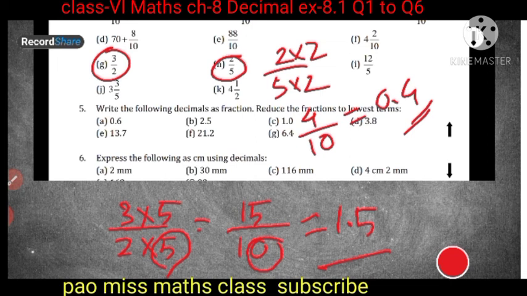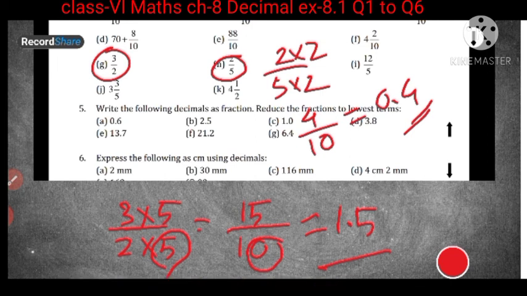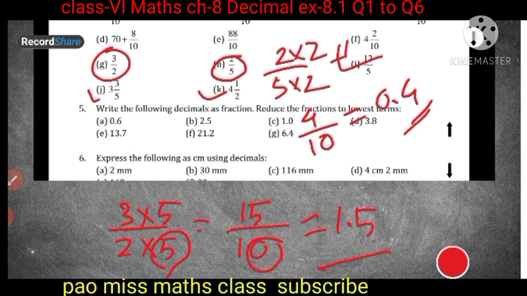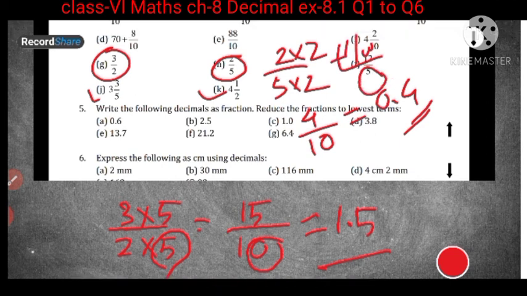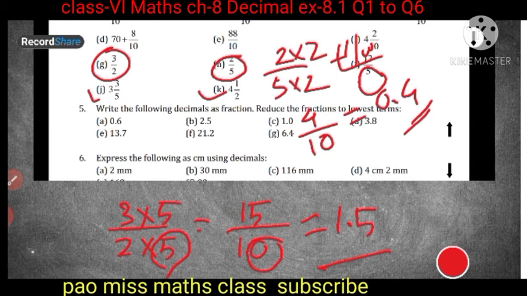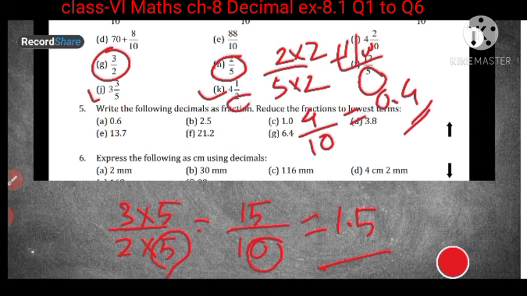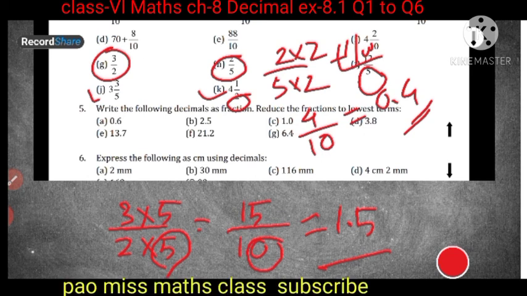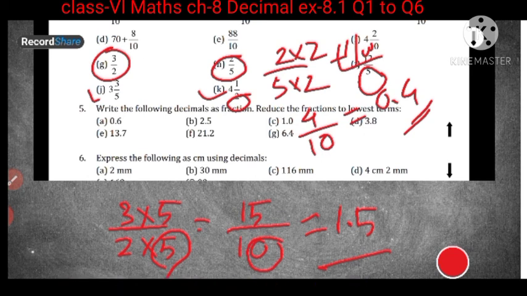So the answer for H question is what? 0.4. In the same way, I, J, K is homework. If the denominator is 5, then you have to convert to what? You have to convert to 10. And if the denominator is 2, then also you have to convert to 10, by multiplying with 5, isn't it? So in this way you will solve the remaining questions.